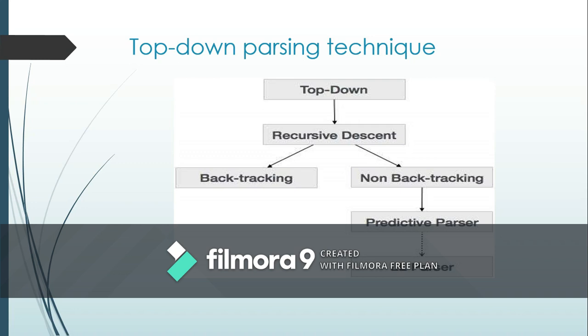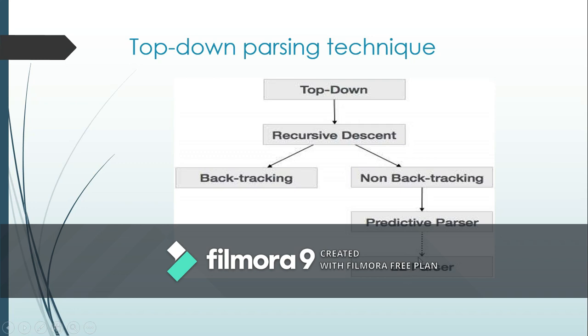Here we have two types of parsing techniques: the top-down parsing technique and the bottom-up parsing technique. In the top-down parsing technique, we have a recursive descent parser. Under the recursive descent parser, we have a backtracking and a non-backtracking technique. So today our Week 5 is all about the predictive parser. Under non-backtracking, we have a predictive parser, which is also called an LL parser.